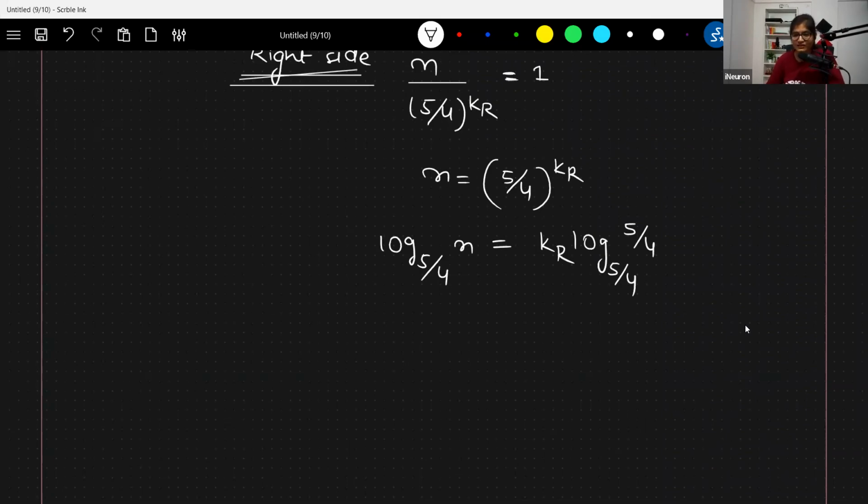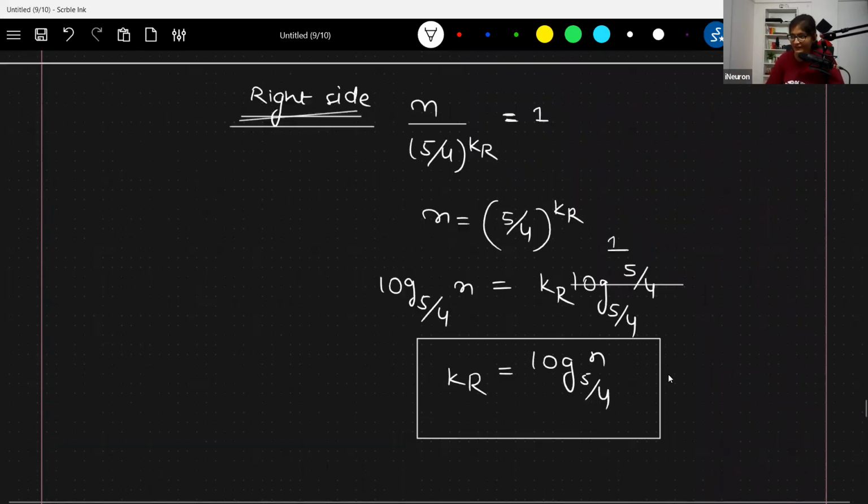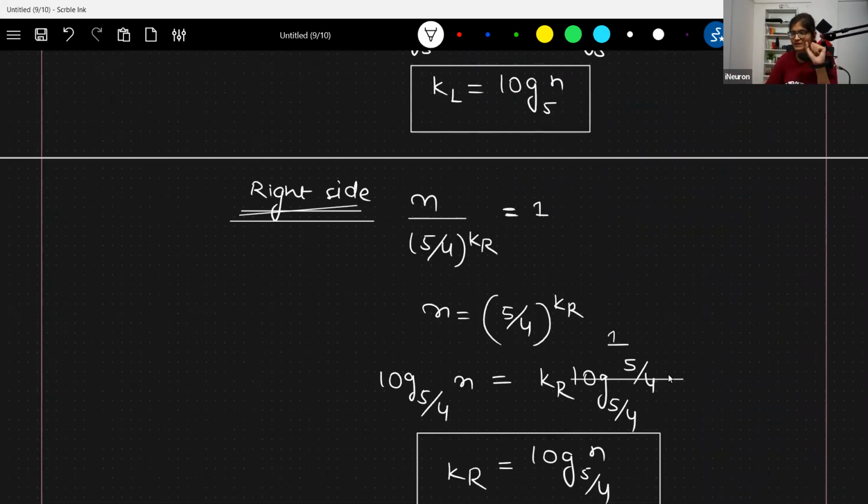Okay. So here, if you see log 5 by 4 and base is also 5 by 4, this is something which is equals to 1. So we will get the value of KR as log of n base 5 by 4. Perfect? Everyone? Perfect. Now who will tell me which one is bigger?